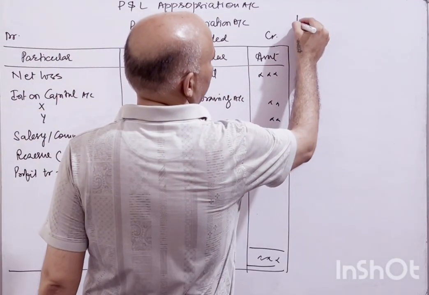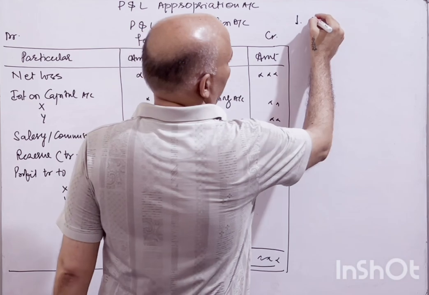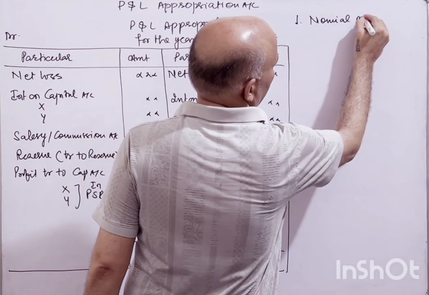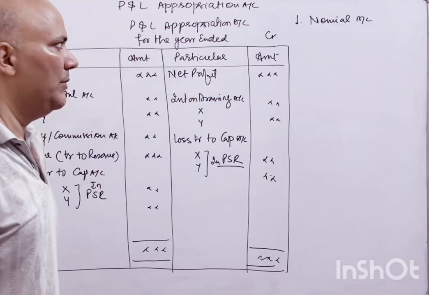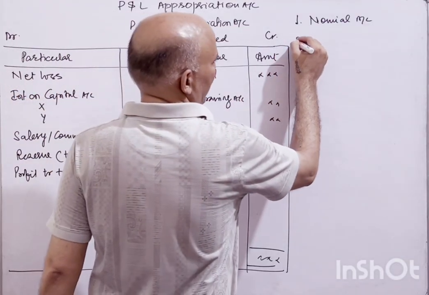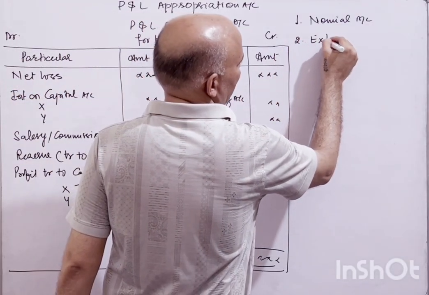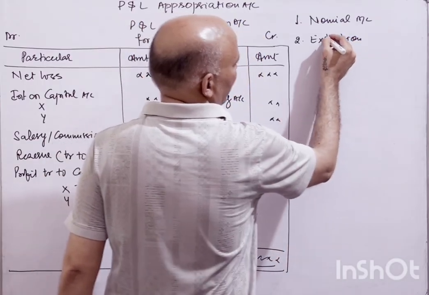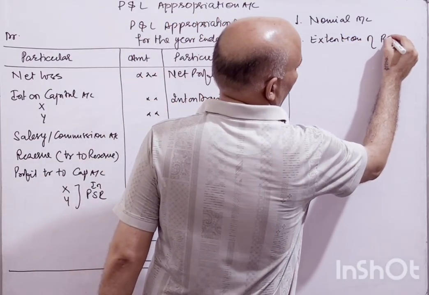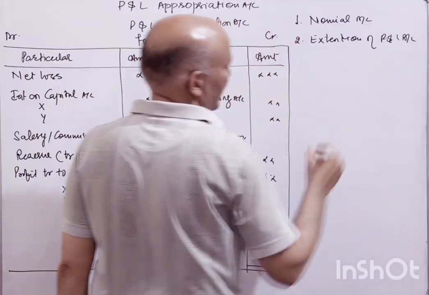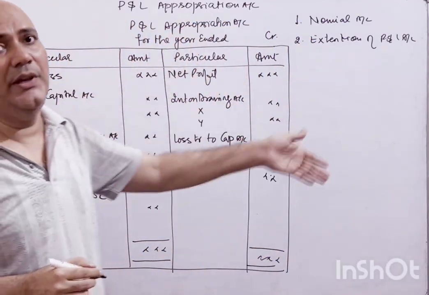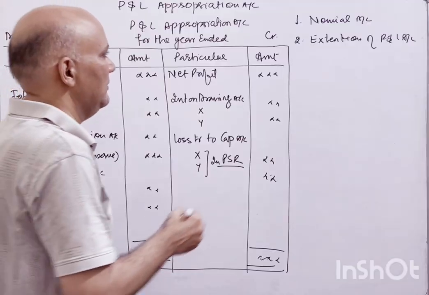The first thing is, it is a nominal account. This is a nominal account. Profit and loss is a nominal account, right? Second thing, it is an extension of the profit and loss account itself, right? So that means the profit and loss appropriation account is prepared after the profit and loss account.